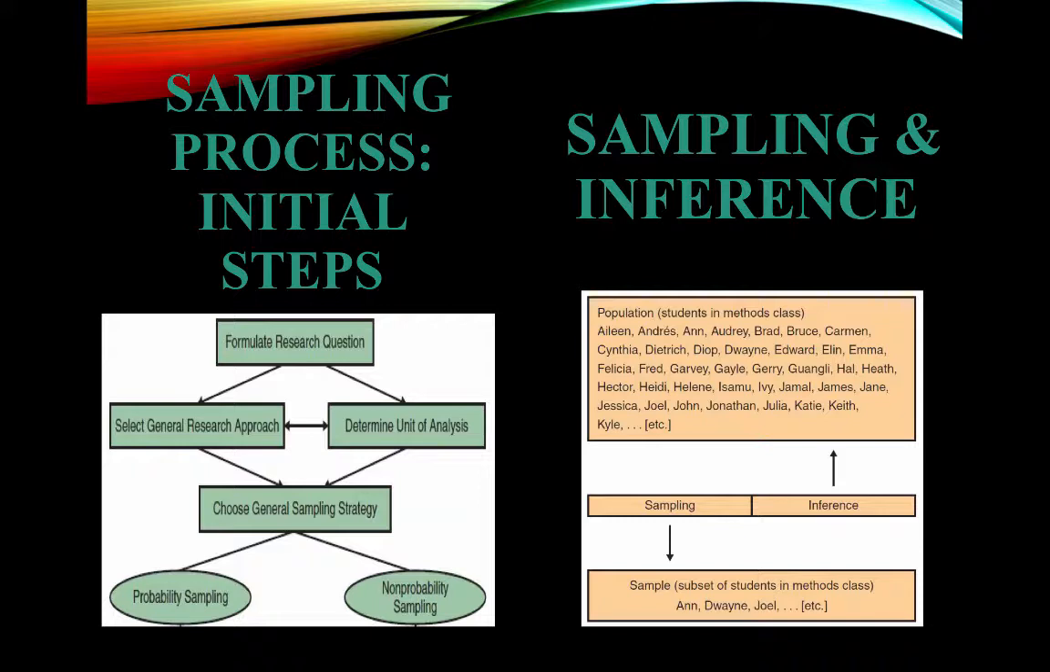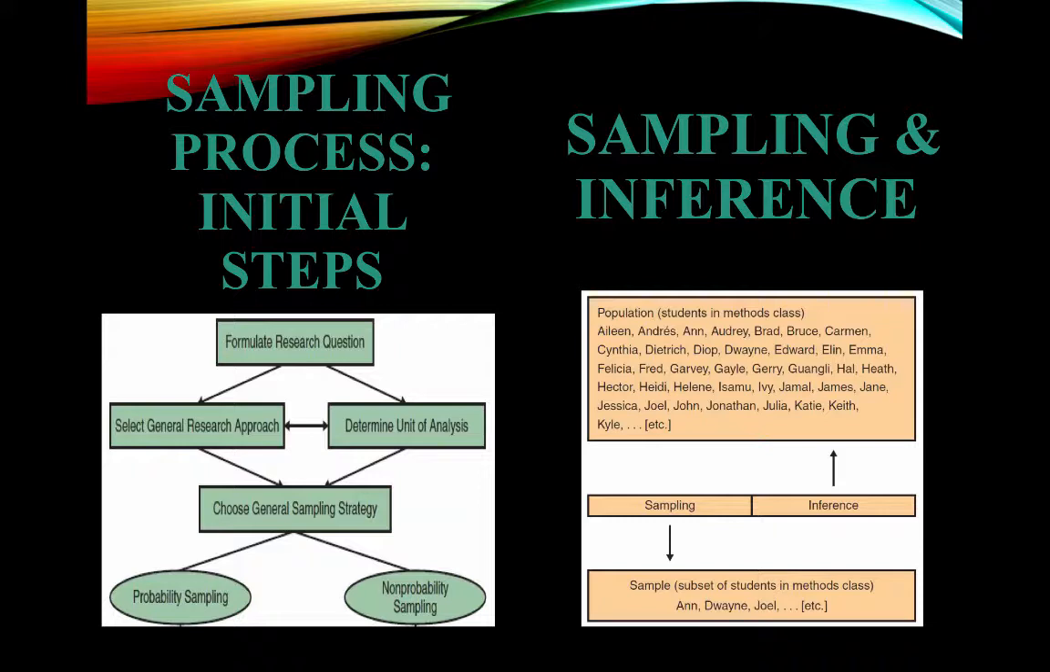The next step is to choose a general sampling strategy. Depending on your research, you're going to need to determine if you're going to use probability sampling or non-probability sampling. We're going to get into how you can figure out which is best for which studies in a bit. But continuing with my example, sampling involves types of research and the scope of it, right? I'll give you more examples as we go about how this works.